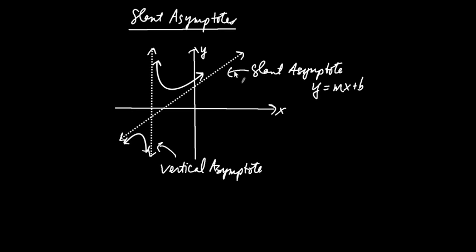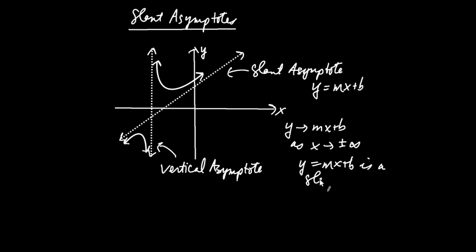So now, a function has a slant asymptote if the following is true mathematically. If y gets closer and closer to mx plus b, where this is the y of the function, that is, if the output of the function gets closer and closer to mx plus b as x goes to positive or negative infinity, in that case we say y equals mx plus b is a slant asymptote. And we'll see an example of this in a minute.